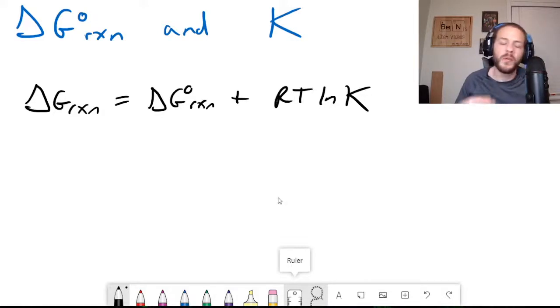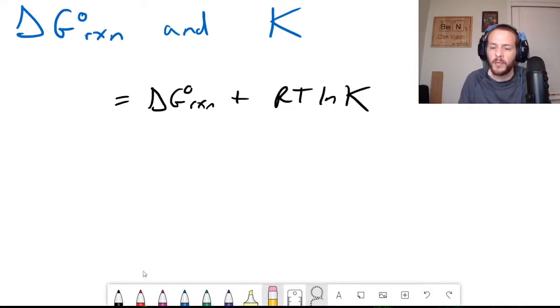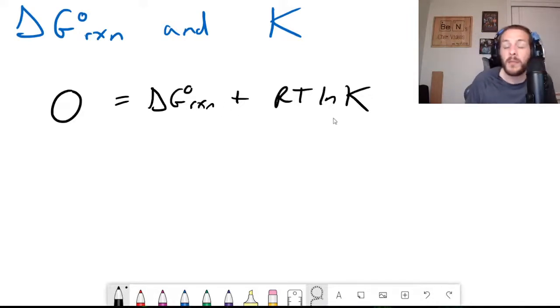We also know, because we saw a few moments ago, that in an equilibrium, the rate of the forward and reverse reactions are the same, which means the reaction is not spontaneous in either direction, which means the non-standard delta G of the reaction is 0. So I'll go ahead and replace that. I'll set that equal to 0. And so we arrive at this equation here. 0 is equal to standard delta G for the reaction plus RT times the natural logarithm of the equilibrium constant.